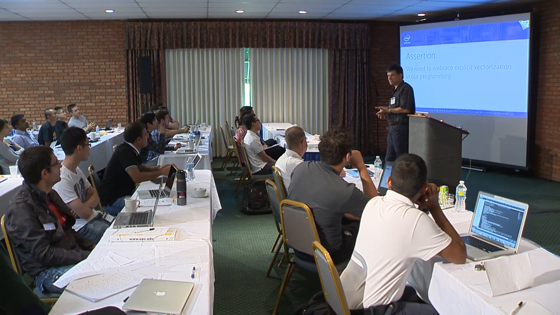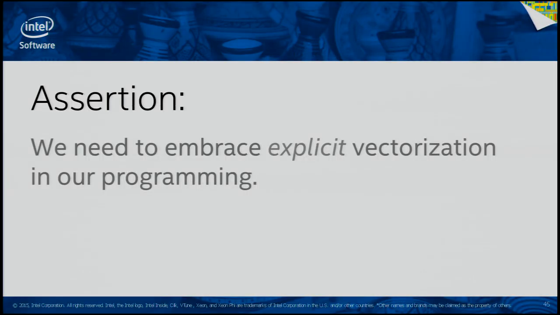So I'll make an assertion, and then I'll explain what it's about. We really need to embrace what I call explicit vectorization. And this is a game changer, I think, in how we think about getting code to vectorize. I want to explain it a little more.